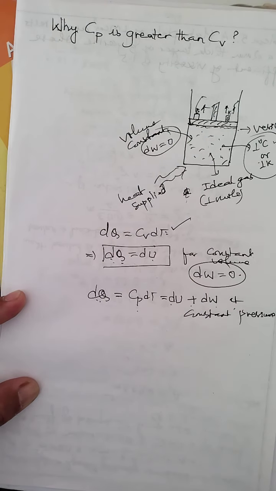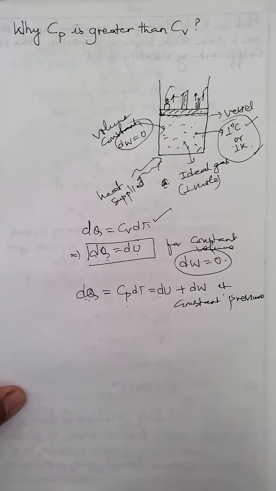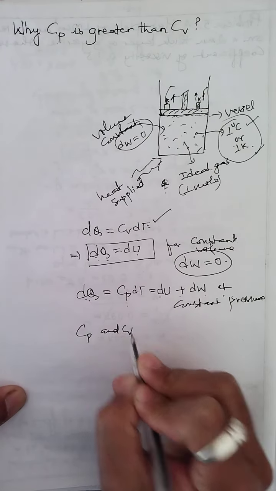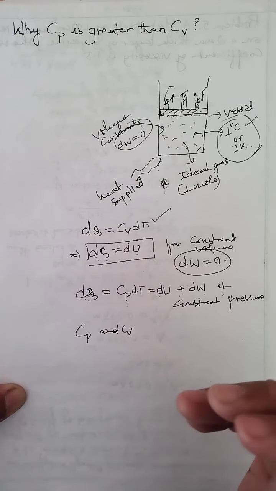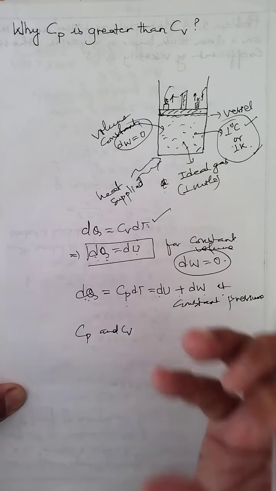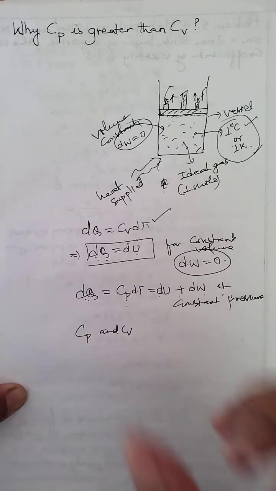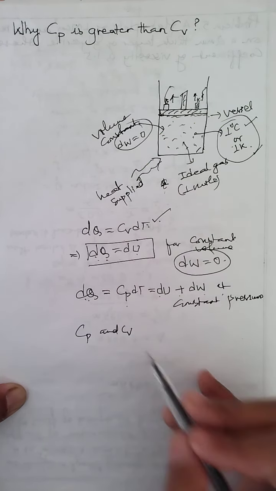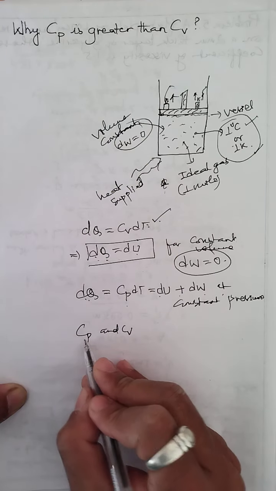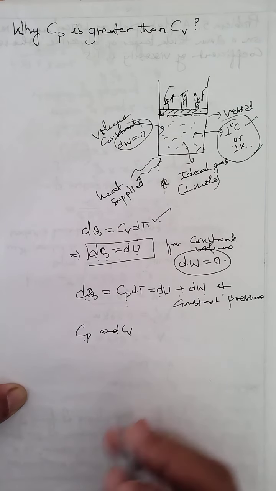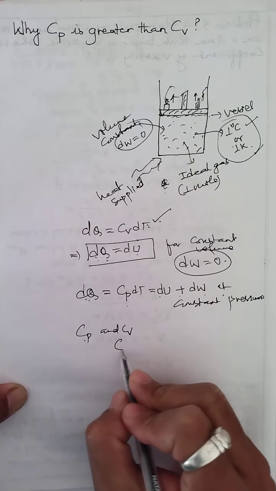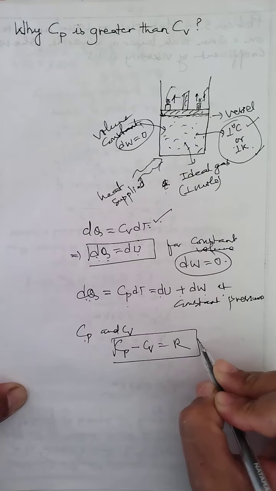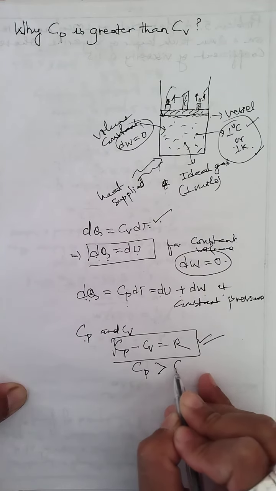Which means the difference of Cp and Cv is equal to the heat used up in doing work against the external pressure when the temperature of 1 mole of the gas is raised by 1 degree Celsius at constant pressure. So Cp and Cv are not exactly equal to each other. There is a difference between Cp and Cv, and as you know, the relation is Cp minus Cv equals R. Because of this relation also I can say that Cp is greater than Cv.